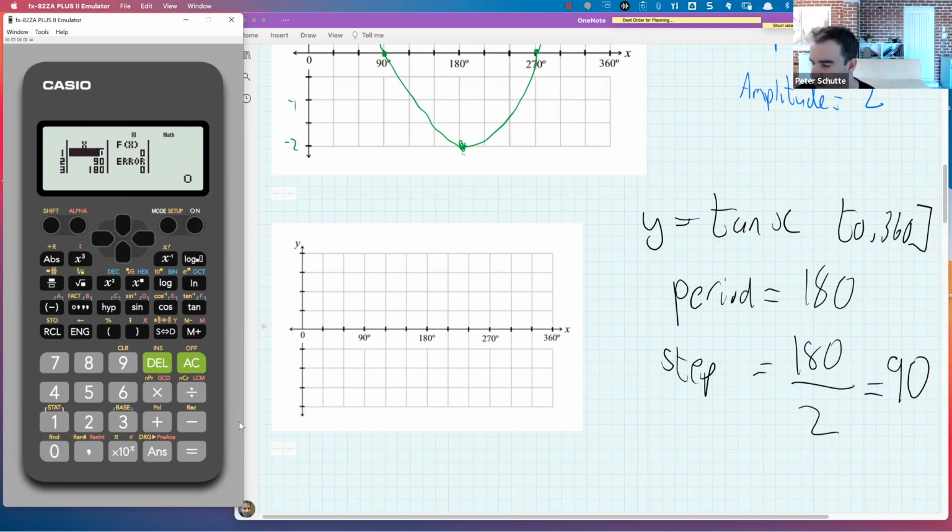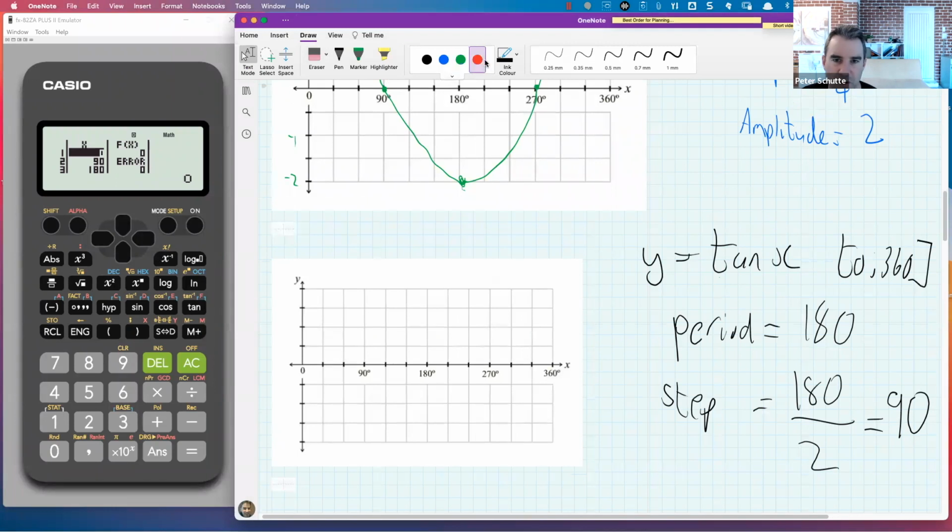Now I've got this error thing. What this error means is that it's not really an error. It just means that your graph can't go there. So it's actually what's called an asymptote. On the tan graph, we just draw a dotted line upwards and downwards to show basically the graph can't go across there.